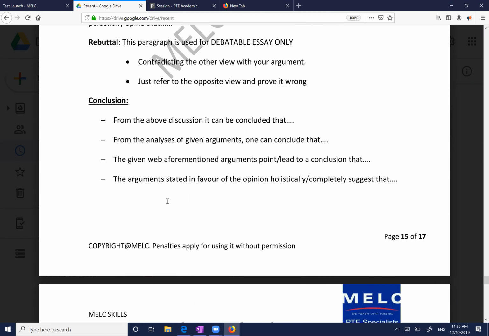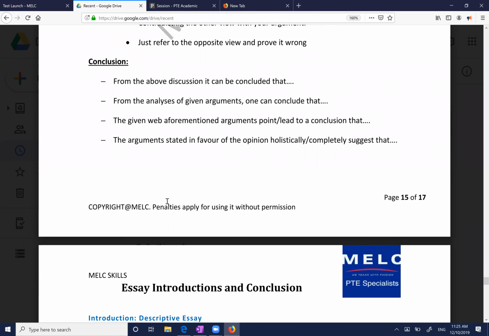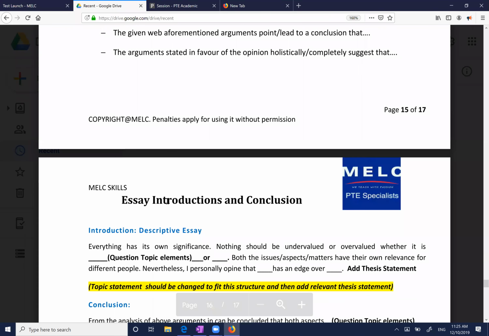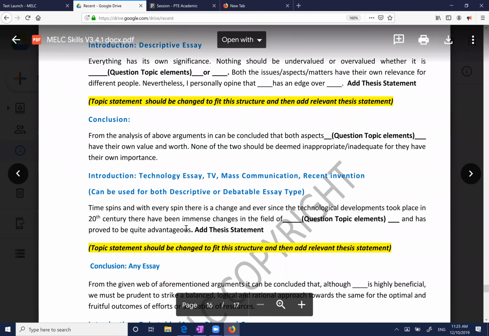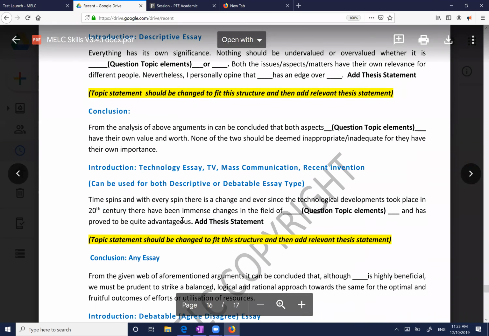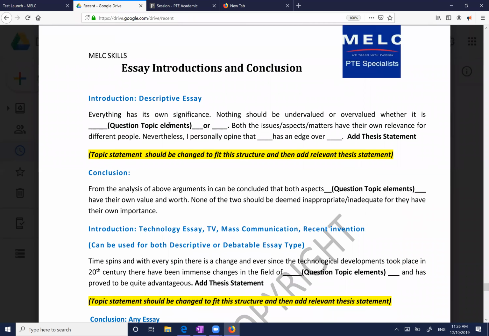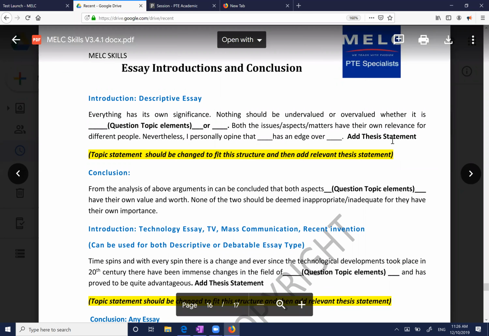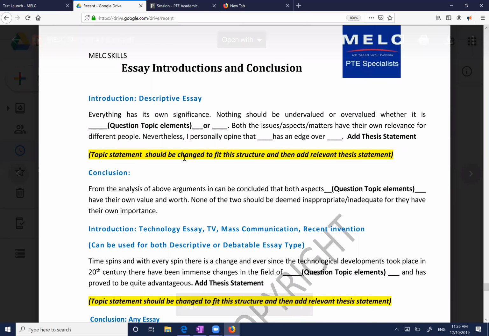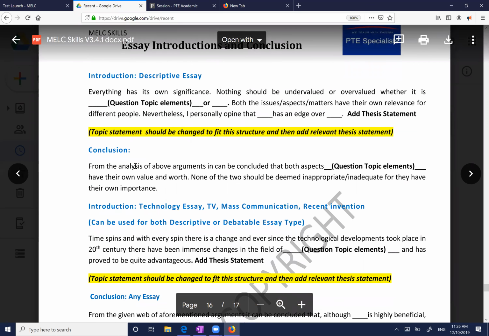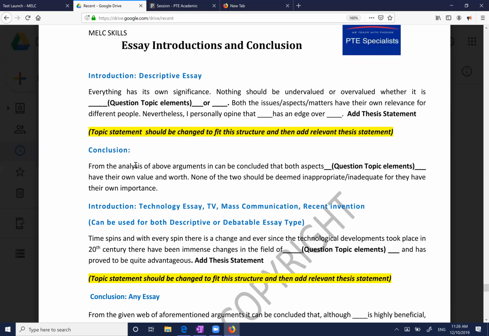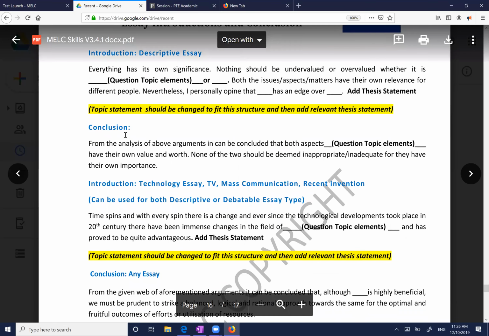Now, for those who are not able to write a good introduction and conclusion, there are these structures as well. Descriptive essay, debatable essay. How to start, if there is an essay which talks about two different elements, you can use this introduction and add a thesis statement. But remember, the topic statement, which is here, should be changed to fit the structure and then add a relevant thesis statement. So these are generalized introductions and conclusions. However, you have to make them suitable for a particular question, and that depends on you, how you do it. Yes or no? Yes.